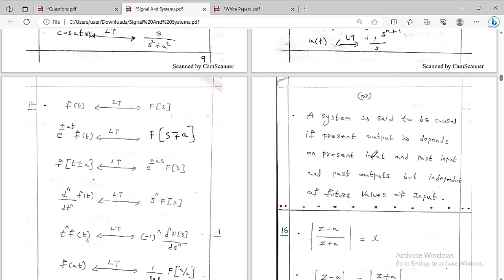So in simple words, if the present value of the output is independent of the future values of the input, then by default we can say the given system is a causal system. So finally, I can say a system is said to be causal if the present value of the output is independent of the future values of the input, and then we can say the given system is a causal system. So this is the correct solution of this question.